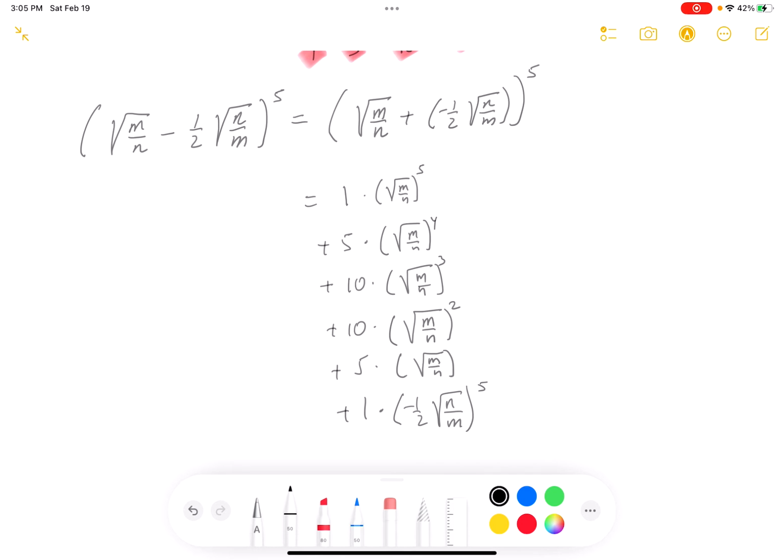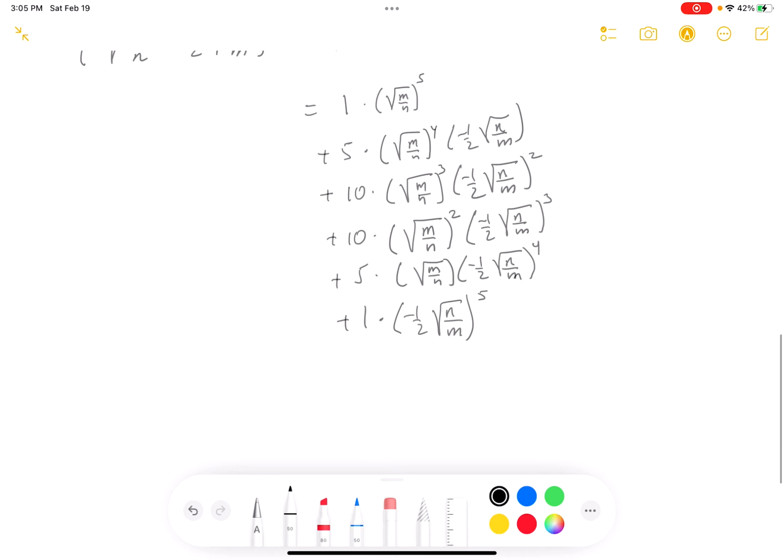Let's see, 5. It's going to be tough though. Minus 1/2 the root of n over m, whoops, to the 4. Let's take a look. Minus 1/2 the root of n over m cubed, minus 1/2 the root of n over m squared. It's going to be a tough one, isn't it? And it's going to be minus 1/2 the root of n over m to the 1st power, and then there'll be none. All right, so I'm going to do one at a time. Right, and as I do that, I'll be careful.